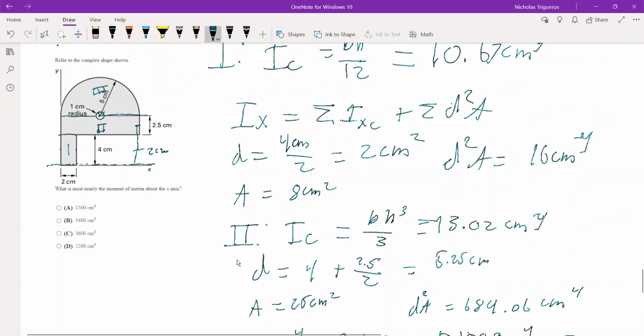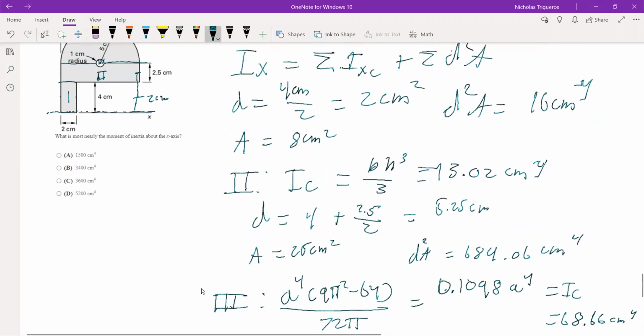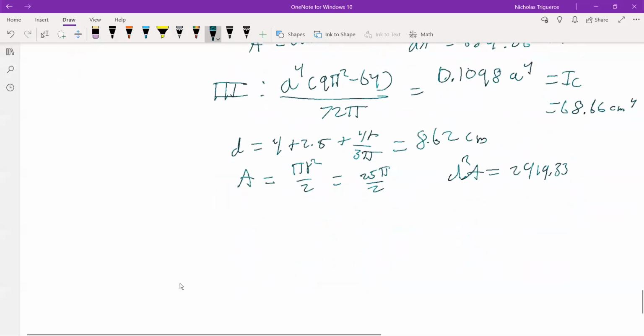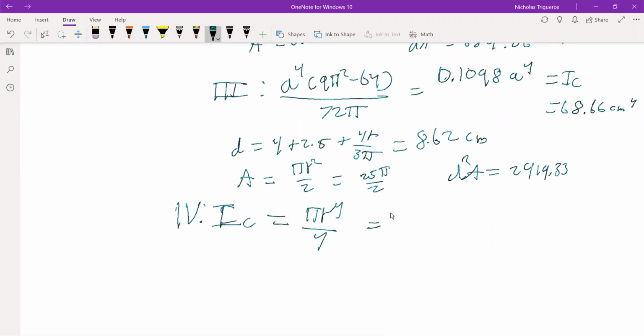If they ask something like this on the exam, this is a long problem because we have to do this tiny little circle now, and then we have to parallel axis them all together. Okay, IC for an actual just a circle is pi r to the 4th over 4. And this is a 1, I believe. It's just 1, so it's pi over 4. Okay, cool. That's 0.785.